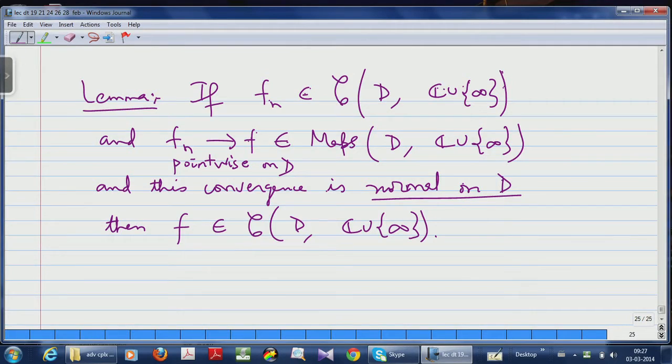What it means is that whenever you are working with respect to the spherical metric, you are working with respect to the extended complex plane, namely you are allowing the value infinity, then you must allow the exceptional case that a sequence of holomorphic functions tends to the constant function infinity uniformly on compact sets. Okay, that is the only exception. That's what the theorem says.